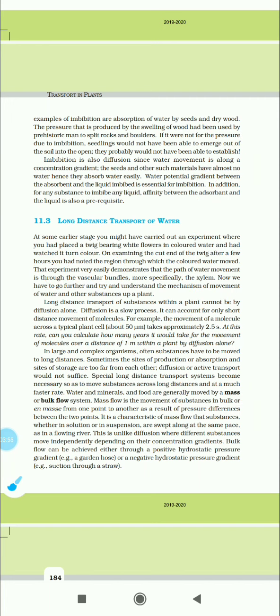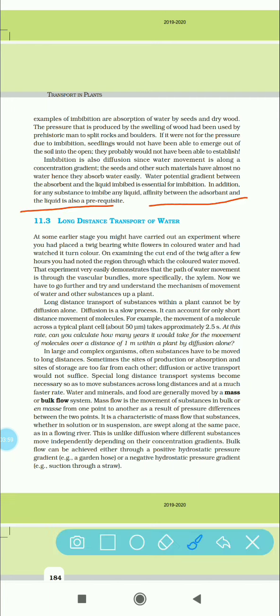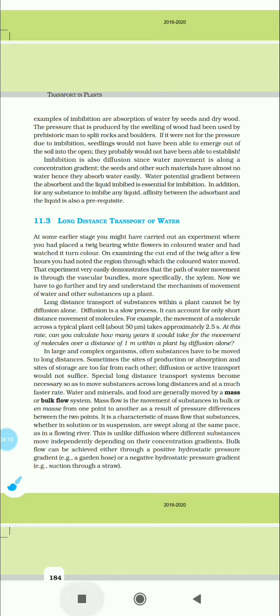So for any substance to imbibe the liquid, there must be affinity between the absorbent and the liquid. So there must be some sort of attraction or affinity between the adsorbent and the liquid as a prerequisite. Without this, water cannot diffuse and imbibition cannot happen.